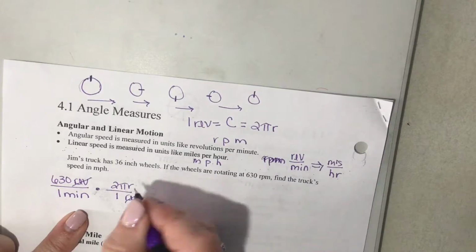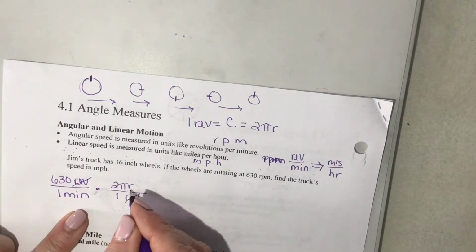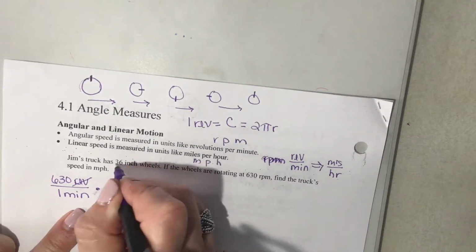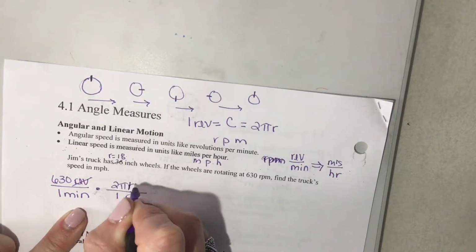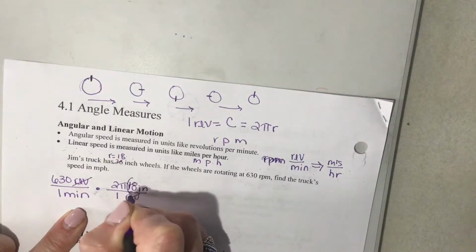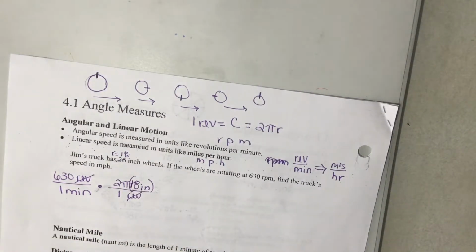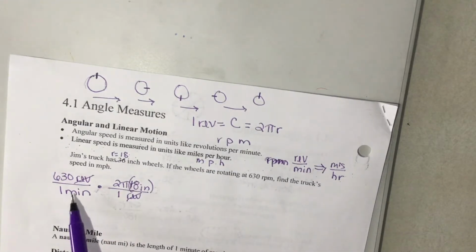Now my r, what is my r? My radius, which is 18. So my radius, I'm going to change this to 18 inches. Okay, I'm going to change my radius to actually say 18 inches. Don't neglect your units, especially on this example, because that's the whole key here, is I want to go from revolutions per minute to miles per hour. Okay, so I've gotten rid of my revolutions.